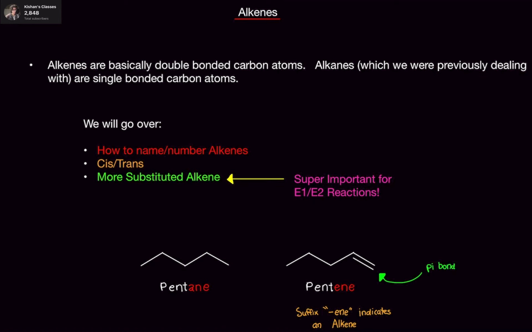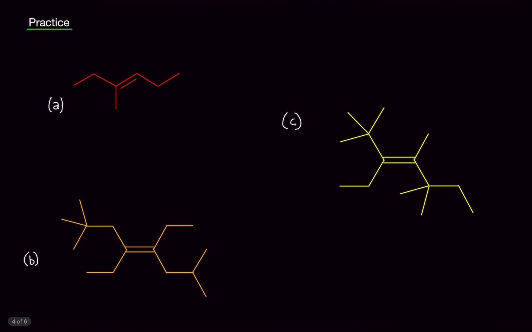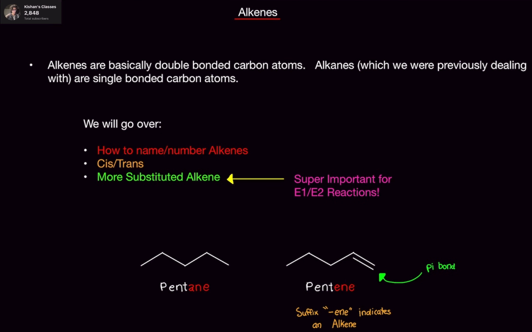All right, welcome back. In this video, we're going to go over alkenes. So here is the agenda for this video. We're going to first talk about what alkenes are. Then we're going to go over how to name and number them. Then we're going to do some practice problems. Then I want to talk about cis and trans, the sexual identities of alkenes.